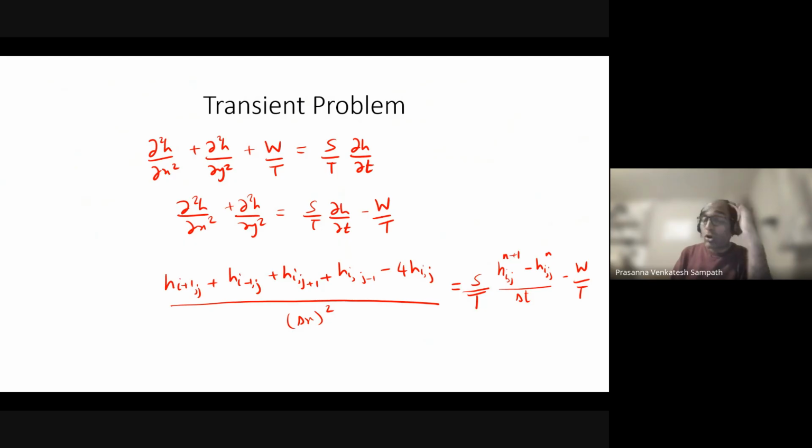So on the right hand side, I have this n plus 1 and n. What about all the terms that are on the left hand side? Again, I have i plus 1, i minus 1, j plus 1, j minus 1, and i comma j. All those terms are there. Which time step should I refer to for the terms on the left-hand side, and what does it mean? Should I use n plus 1? Should I use n? What should I do?